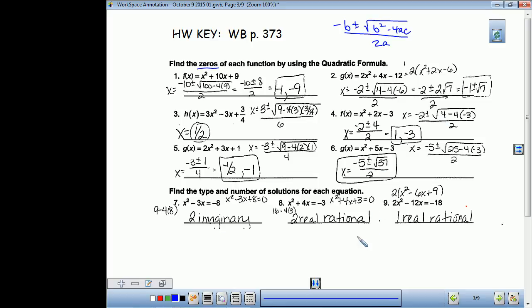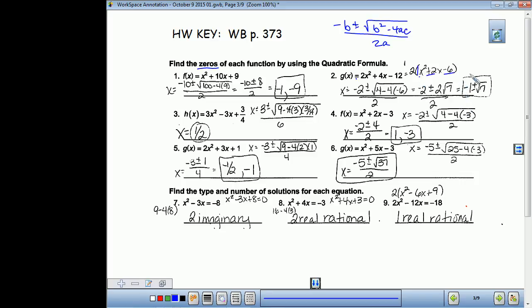Any questions about any of these? Yes, sir. Number 2, shouldn't it be b squared? So wouldn't it be 16 minus 4? What we did on this problem was, we cheated a little bit. Do you see it has a common factor of 2? You can either do it with this is A, this is B, this is C, or you can factor out that 2, and this is A, this is B, this is C. And you should get the same answer either way.